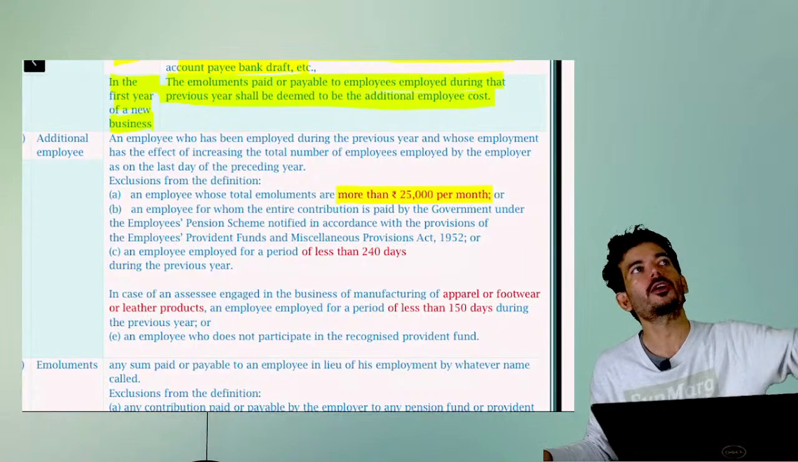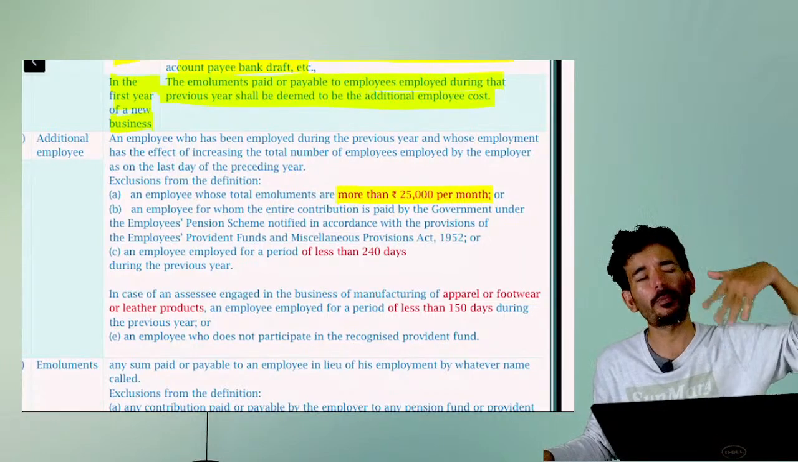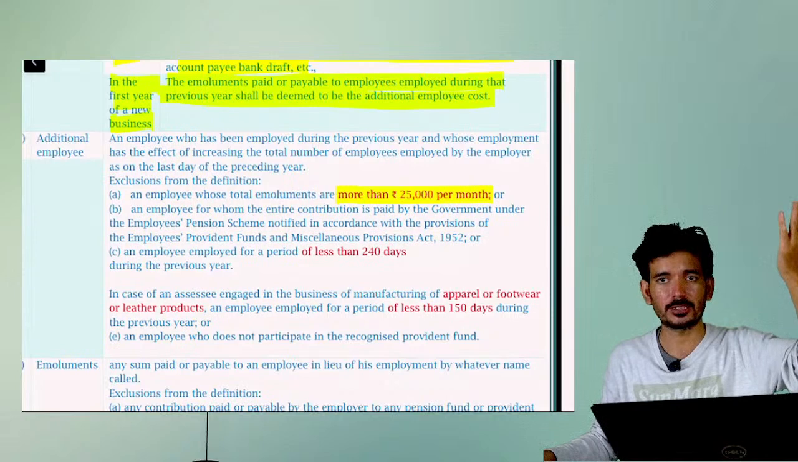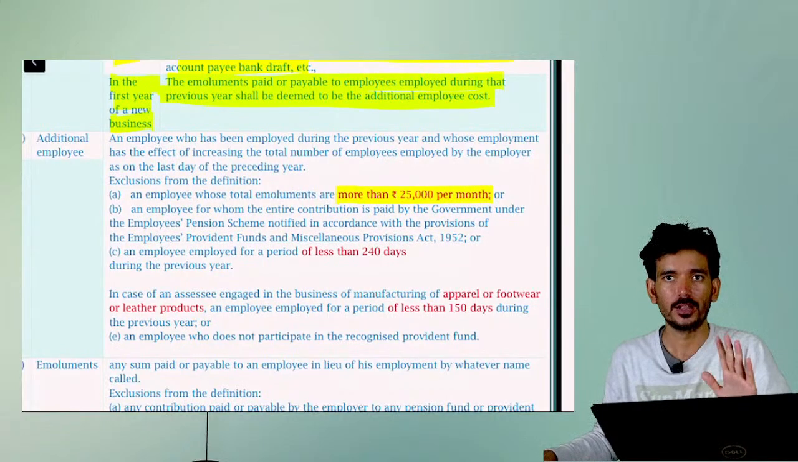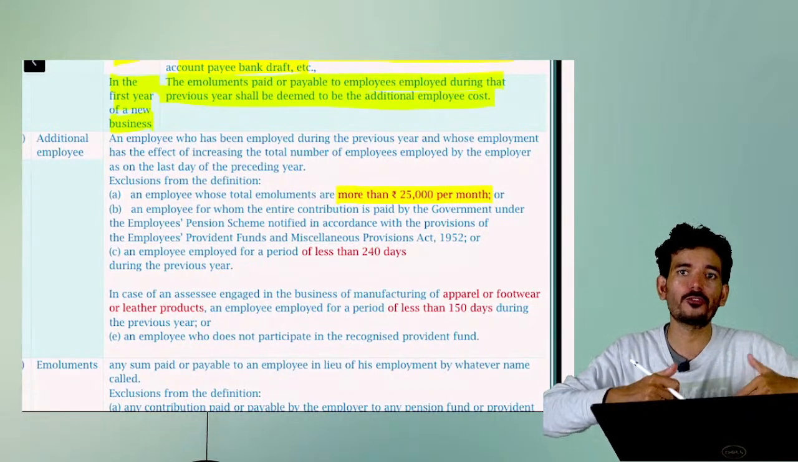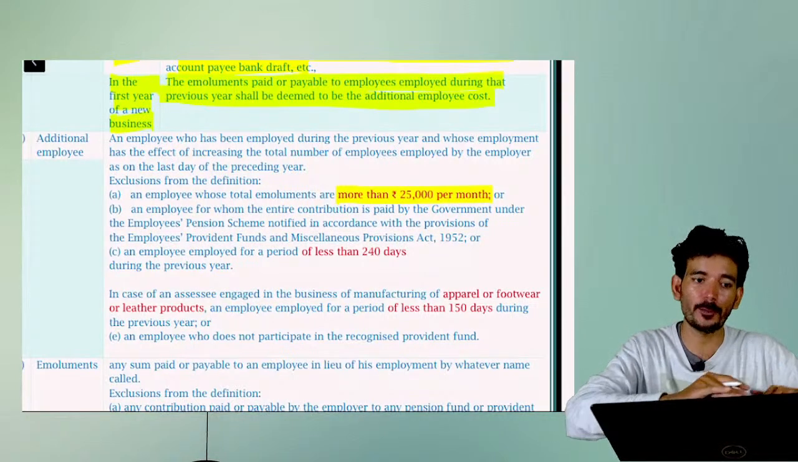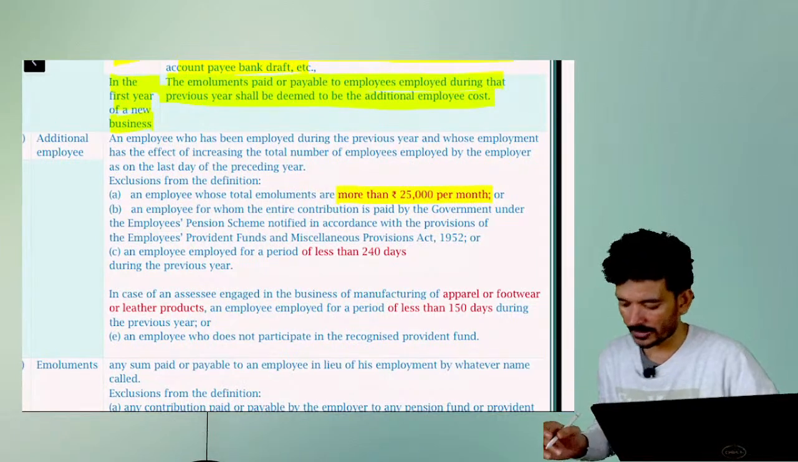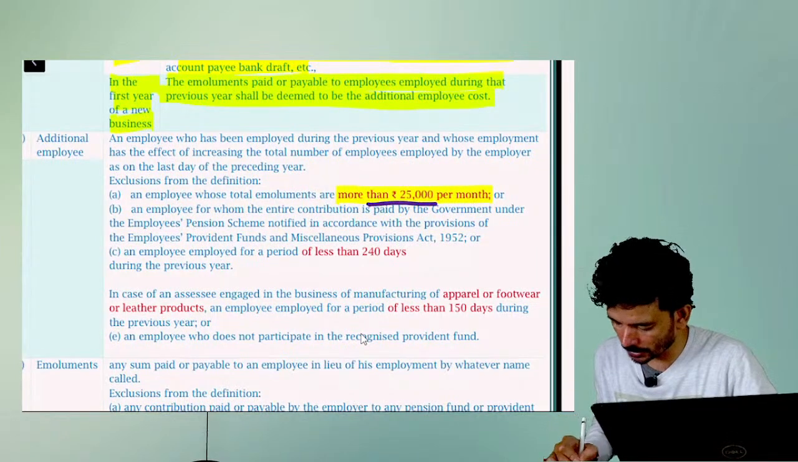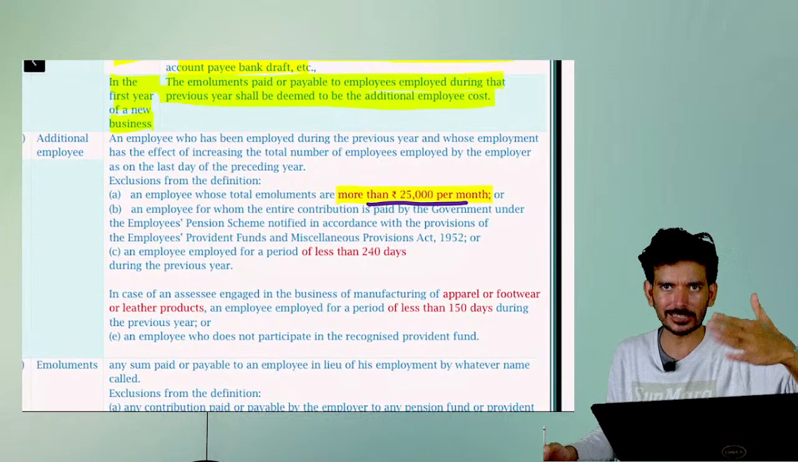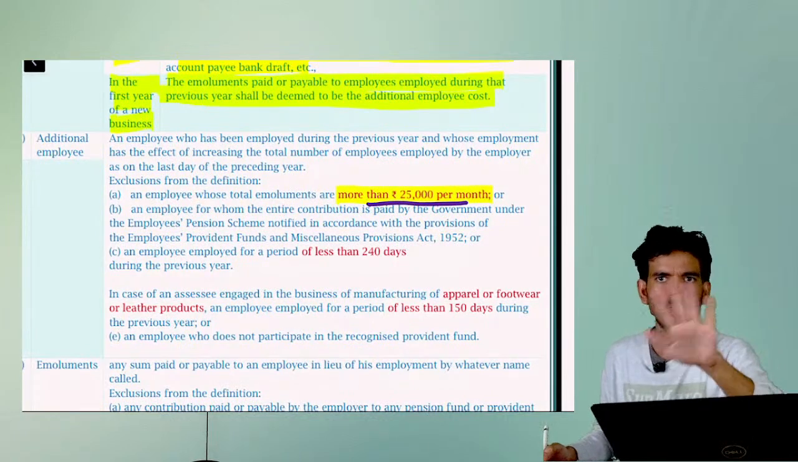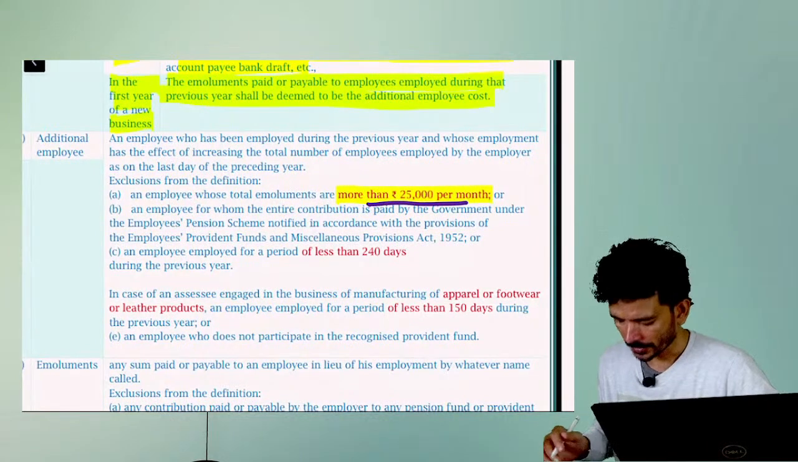You don't hire a top executive and pay, oh, I'm paying 1 crore, so I will deduct 30%, I will take 30% extra benefit. Not like that. I want these benefits to be given to the ones who are encouraging employment at the workers' level. So for that reason, the salary should not be more than 25,000 per month. You should be lesser than that only. If it is more than that, you cannot get this 80JJAA benefit.